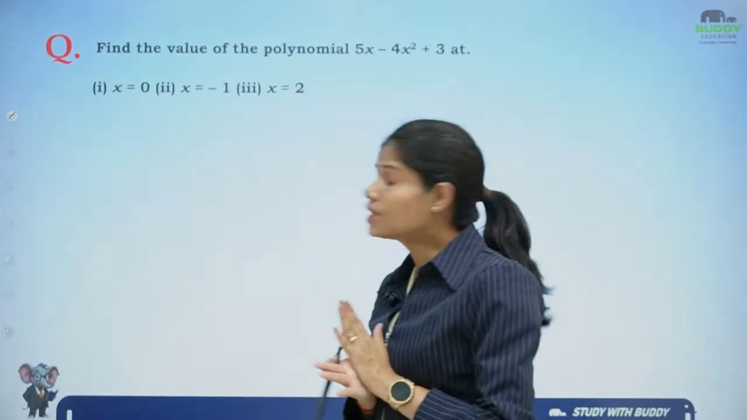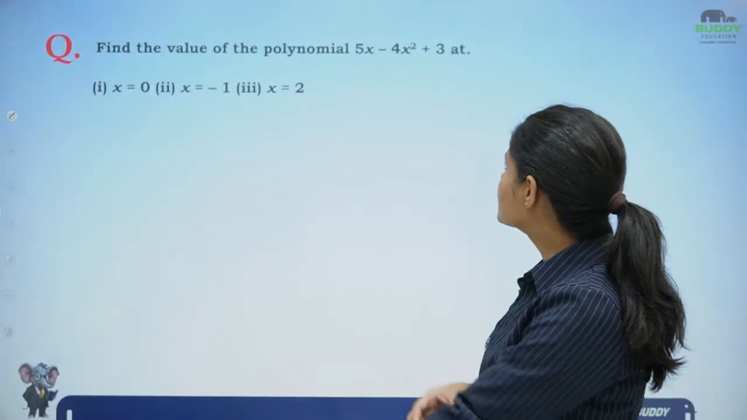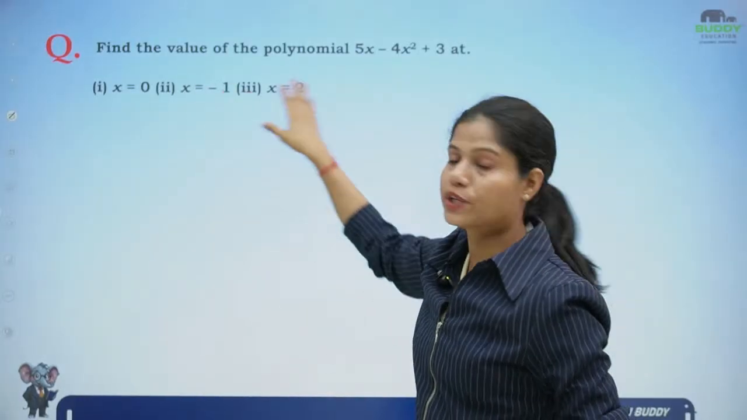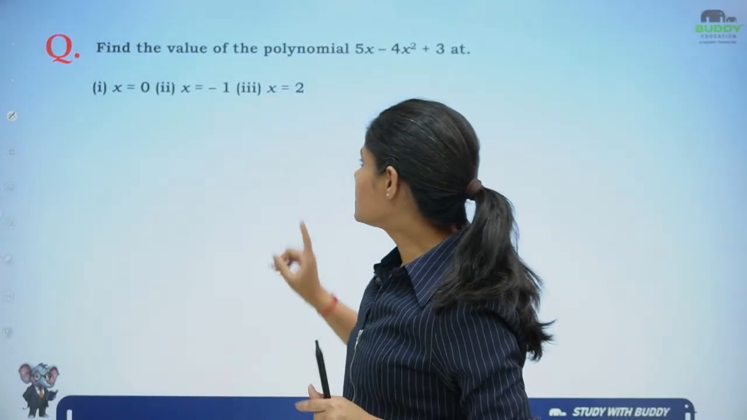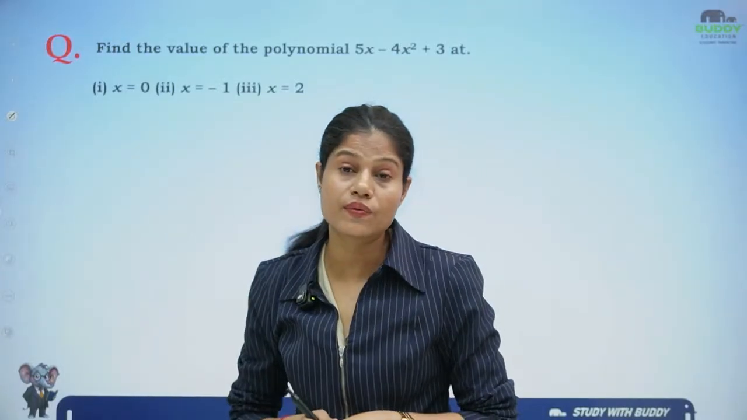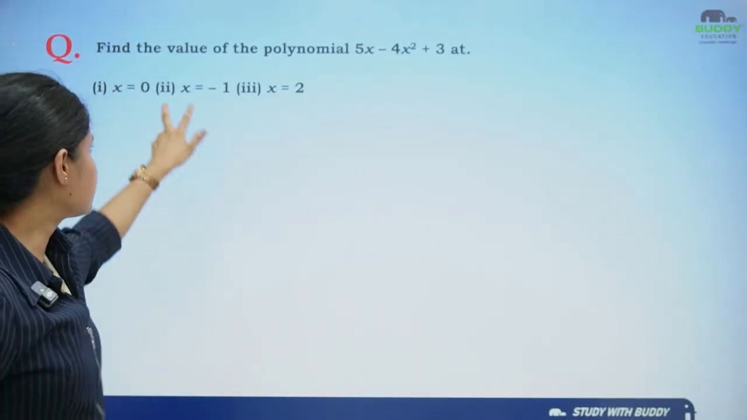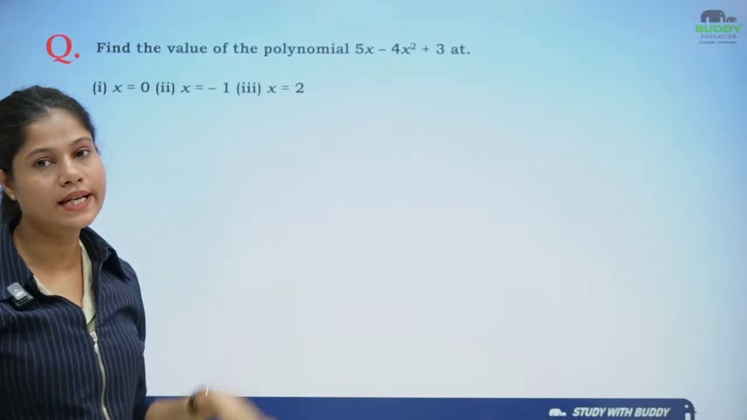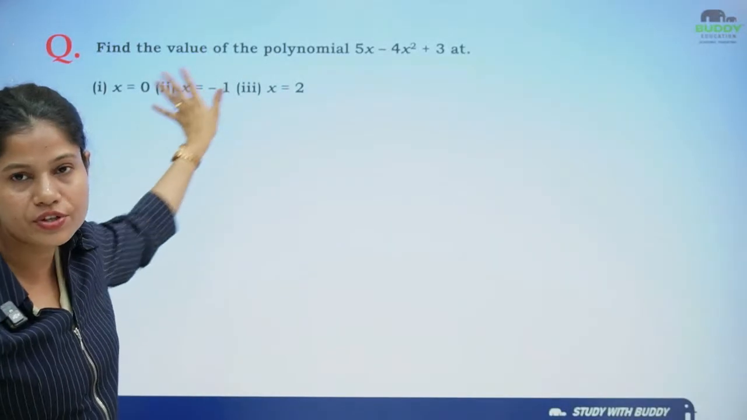Now the question is, find the value of the polynomial 5x minus 4x square plus 3 at these particular points. One is x equal to 0, second one is x equal to minus 1, and the third one is x equal to 2. Let's do the first part. The second and the third you have to comment down right away. So I want all of you to answer for the second and third part. First part I am doing.